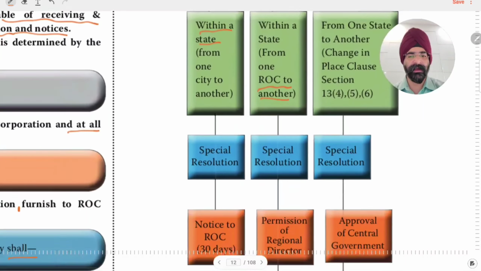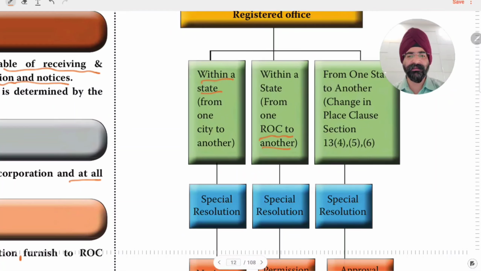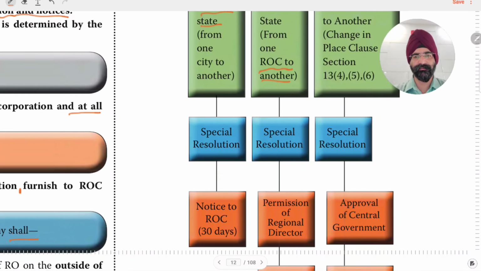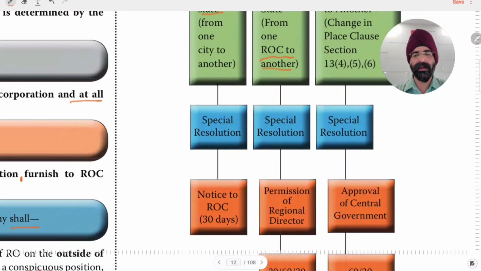So now, let's take the first case where there is change within a state, meaning from one city to another, but there is not any other change. You have to pass a special resolution for change of registered office within a state, and the special resolution is passed by the members of the company, and notice to ROC is to be filed within 30 days. So ROC will be filed a notice of change of registered office within 30 days.